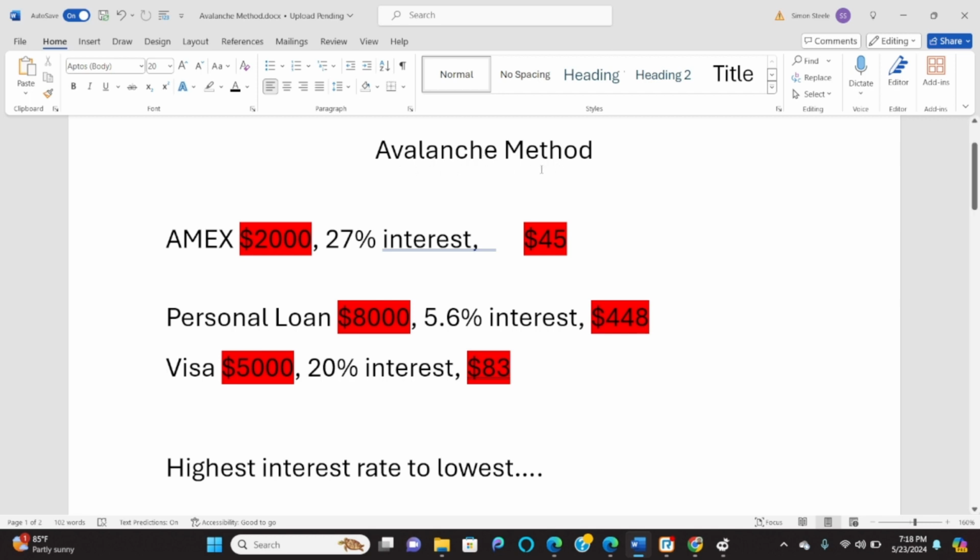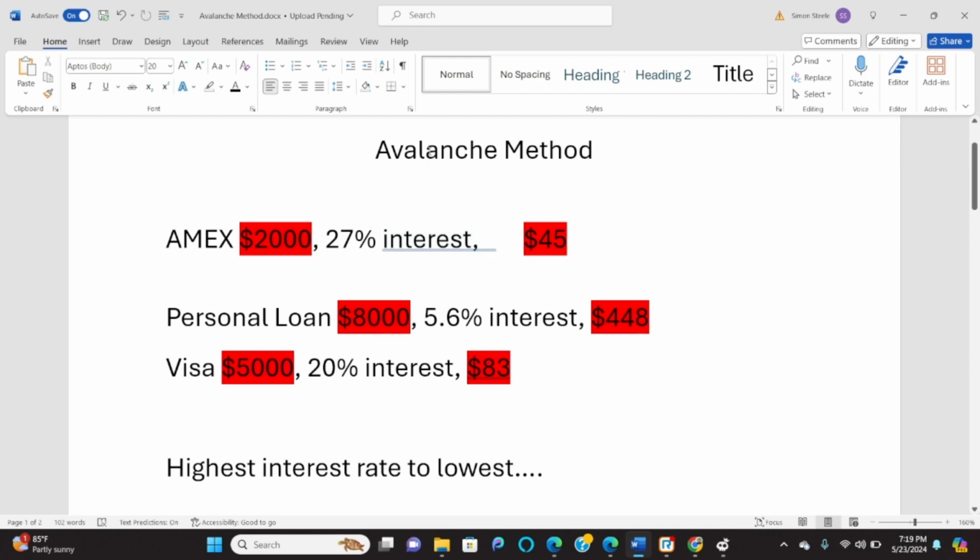So when we look at the Avalanche method, it is simple. I'll break this down. When eliminating debt using the Avalanche method, you are going to look at all your consumer debt. You're looking at all your debt, and you're going to find out which debt has the highest interest rate. So you want to look at the interest rate for every debt. So if you have a credit card, find out what that credit card interest rate is. If you have a personal loan, find out what that personal loan interest rate is. If it's any other debt, car note, house note, find out what the interest rate is.